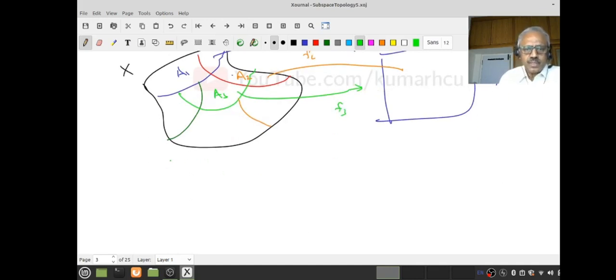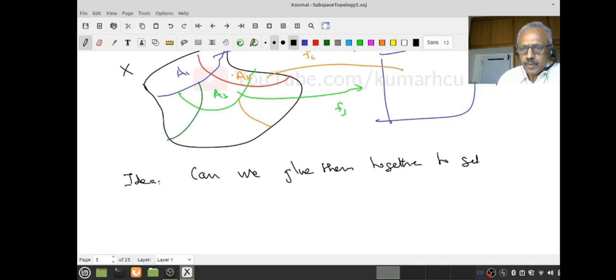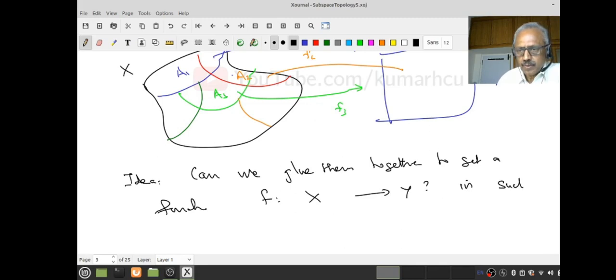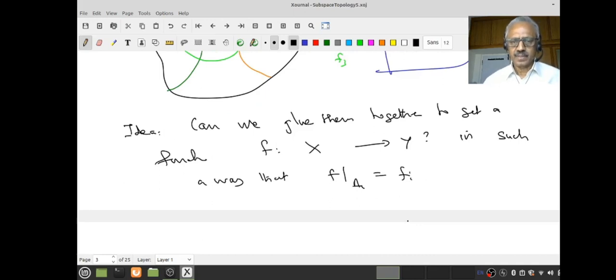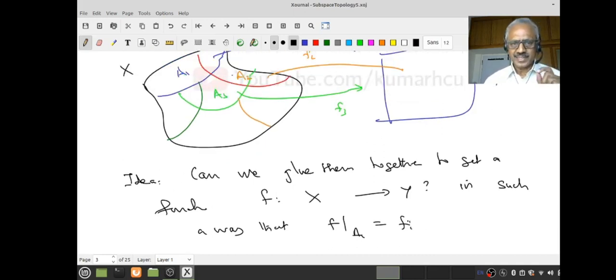Now what is the question I want to answer? I want to know how I can glue them together. Can we glue them together to get a function f from X to Y in such a way that if I restrict f to A_i, I should get f_i? Immediately you will see one necessary condition.